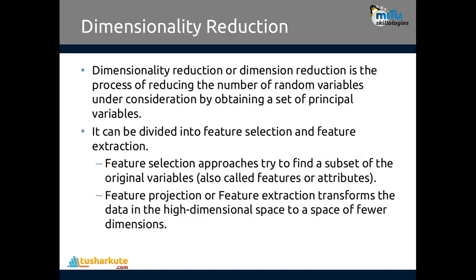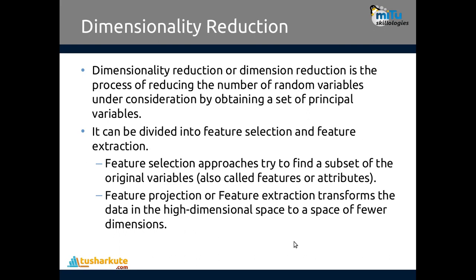The concept is called dimensionality reduction. Dimensionality reduction, or dimension reduction, is the process of reducing the number of random variables under consideration by obtaining a set of principal variables. It can be divided into feature selection and feature extraction. Feature selection approaches try to find a subset of the original variables, also called features or attributes. Feature projection or feature extraction transforms the data in the high dimensional space to a space of fewer dimensions.